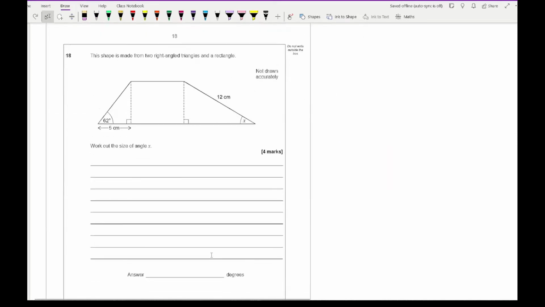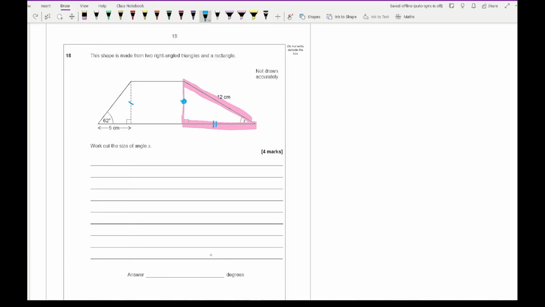Then moving on to question 18, it says this shape is made from two right angle triangles and a rectangle. Work out the size of angle X. Now in terms of angle X, you can see that that forms this triangle. So in order to work out X, I need to work out what either this length here is or what this length here is going to be. Obviously this length here is going to be the same as this length here. There's going to be equal length.